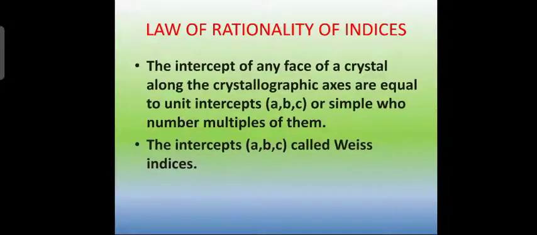Alright. Next slide, law of rationality of indices. Now, what is the law of rationality of indices? The intercepts of any face of the crystal along the crystallographic axes are equal to unit intercepts a, b, c, or simple whole number multiples of them. You can have intercepts along the three axes like a, b, c, or simple whole number multiples. The intercepts a, b, c are called Weiss indices. Now, what are these called? Intercepts a, b, c, they are called Weiss indices.